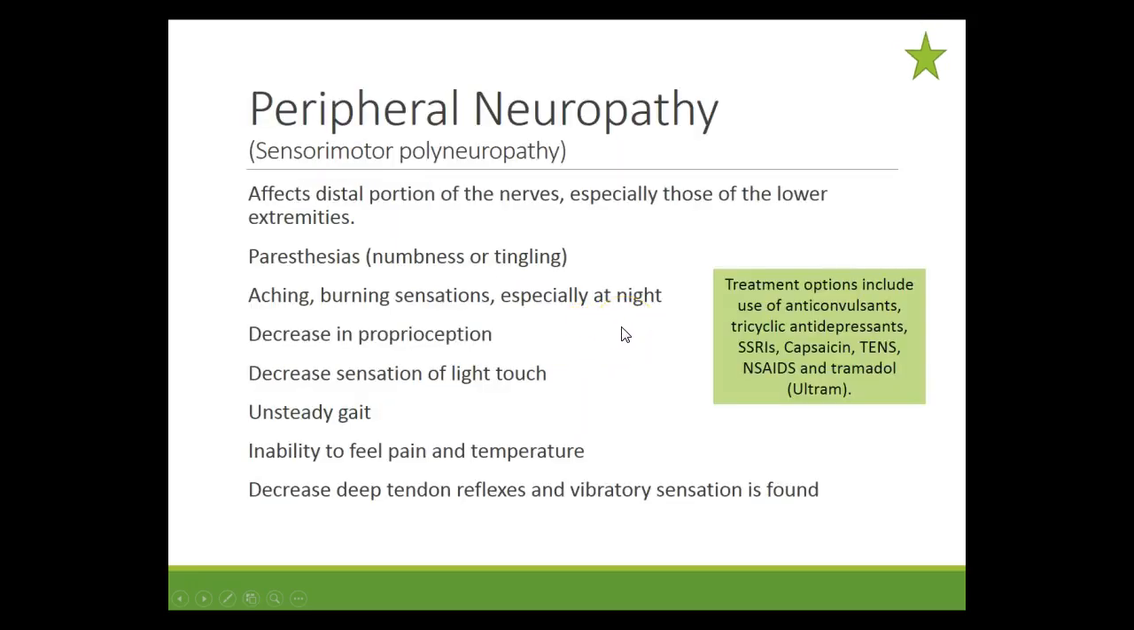Peripheral neuropathy is something that as nurses we will tend to deal with more often, just because, like we talked about in class, feet are so important and are at a greater risk of injury, especially if patients don't take care of their feet. So it affects the distal portion of the nerves, especially of the lower extremities. Things that we become concerned with for patient safety are the unsteady gait and the inability to feel pain or even temperature.